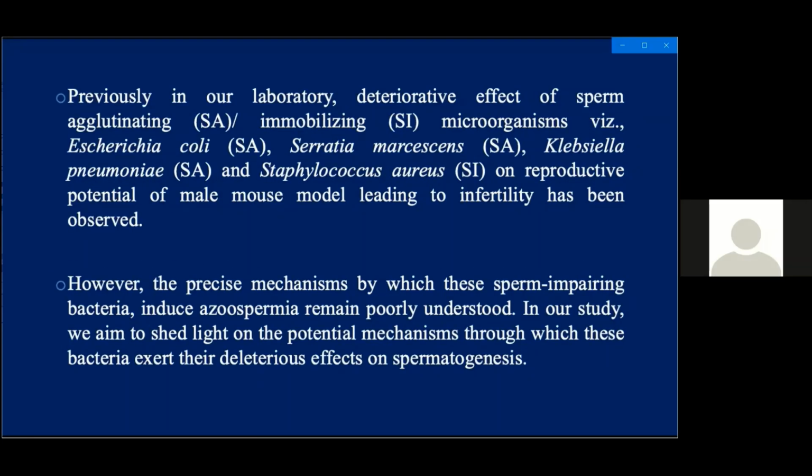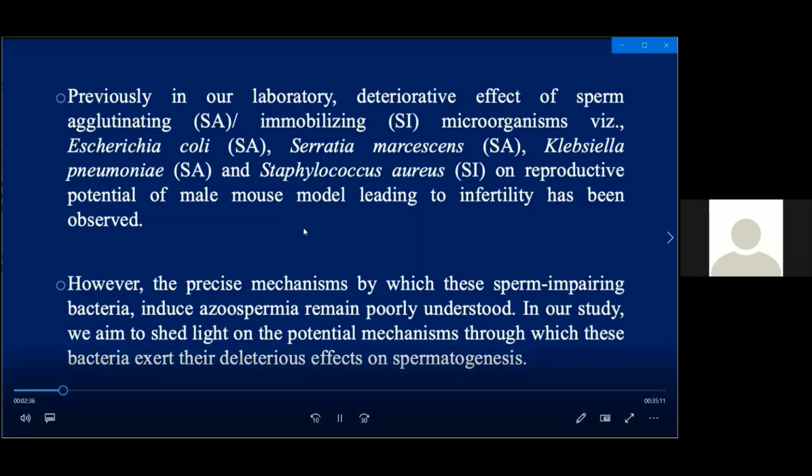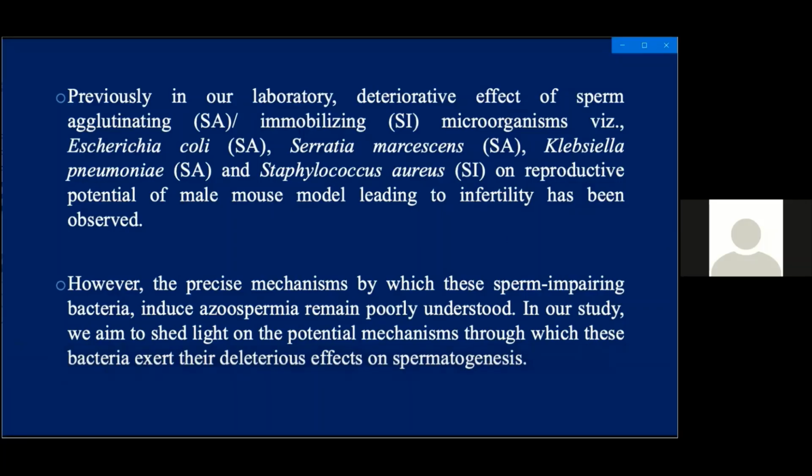Previously in our laboratory, the deteriorative effect of sperm agglutinating (SA) or sperm immobilizing (SI) microorganisms, viz. Escherichia coli, Serratia marcescens, Klebsiella pneumoniae, all sperm agglutinating, and Staphylococcus aureus, sperm immobilizing, on the reproductive potential of the male mouse model, leading to infertility, has been observed. However, the precise mechanisms by which these sperm-impairing bacteria induce azoospermia remain poorly understood. In our study, we aim to shed light on the potential mechanisms through which these bacteria exert their deleterious effects on spermatogenesis.